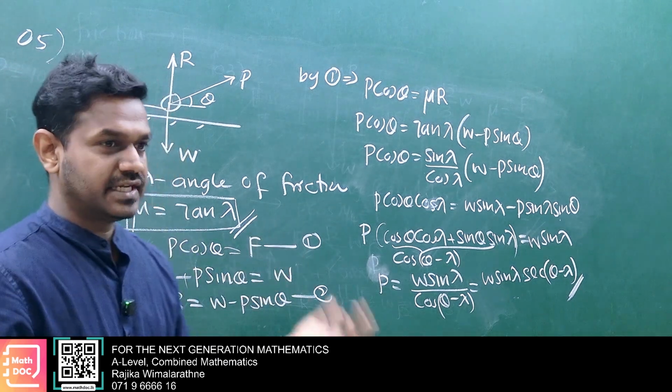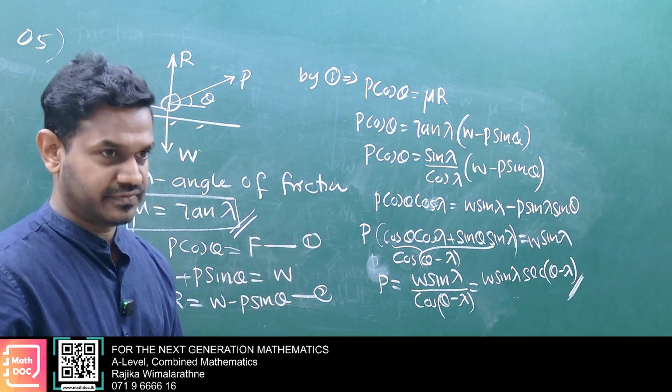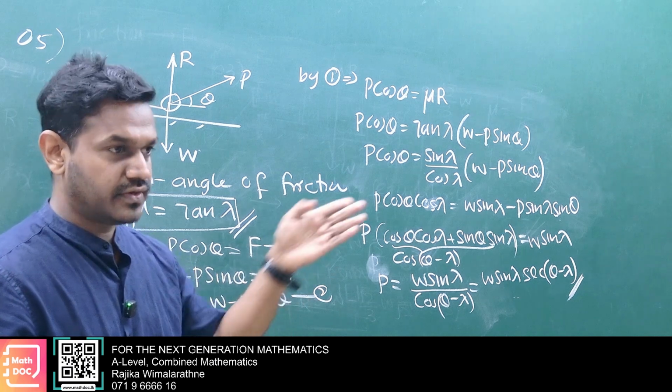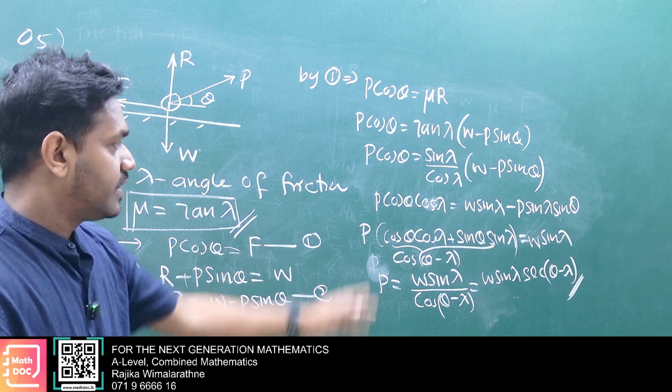Thereafter we mainly consider the equilibrium condition. Equilibrium condition means no resultant force, no? Then vertical upward forces equal vertical downward forces, and horizontal left side and right side forces are equal. By that you find the values.